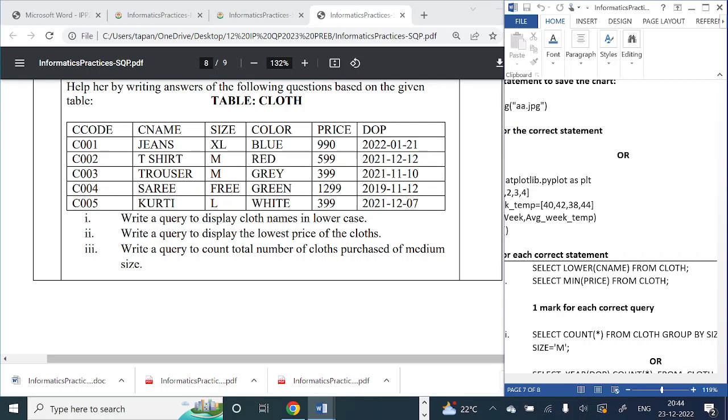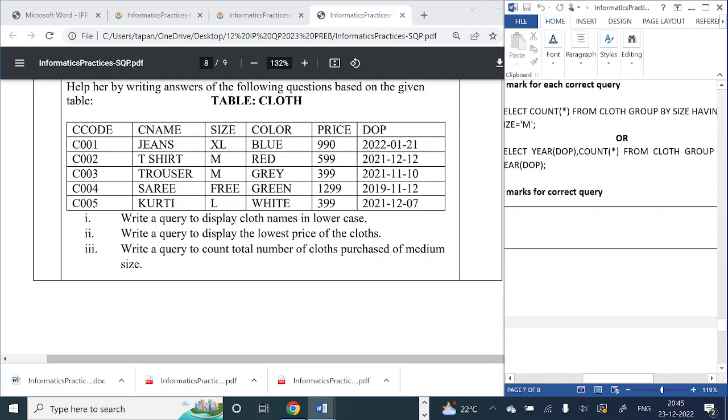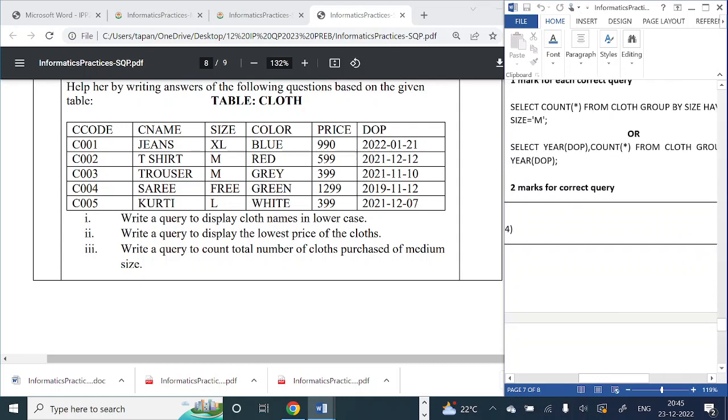Third one is write a query to count the total number of cloths purchased of medium size. So here select count(*) from cloth. Now medium size means only M you have to count. So here you write group by size, and then having size equals M. You can see the answer here. Select count(*) from cloth group by size having size = 'M'.